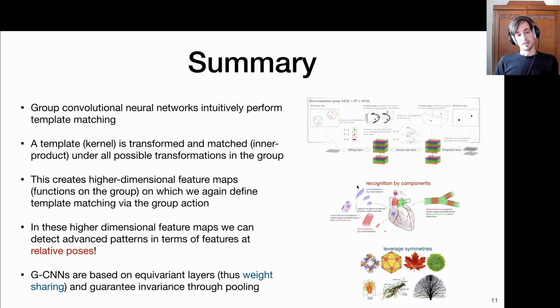And now what's important, of course, is that group convolutional neural networks are based on equivariant layers, and thus they allow for weight sharing. And simultaneously, they can provide guarantees of invariance if I do some pooling in the end. But especially this notion of weight sharing touches upon what we see in nature, right? That we tend to be more efficient in representation learning if we leverage all these symmetries that we see in the data.